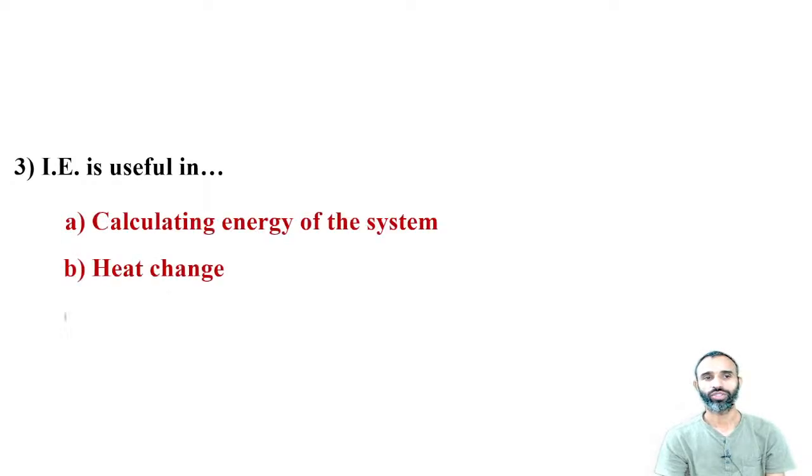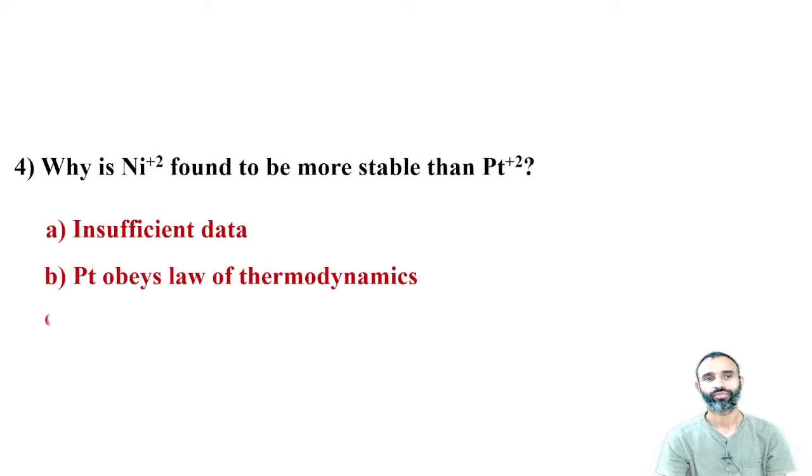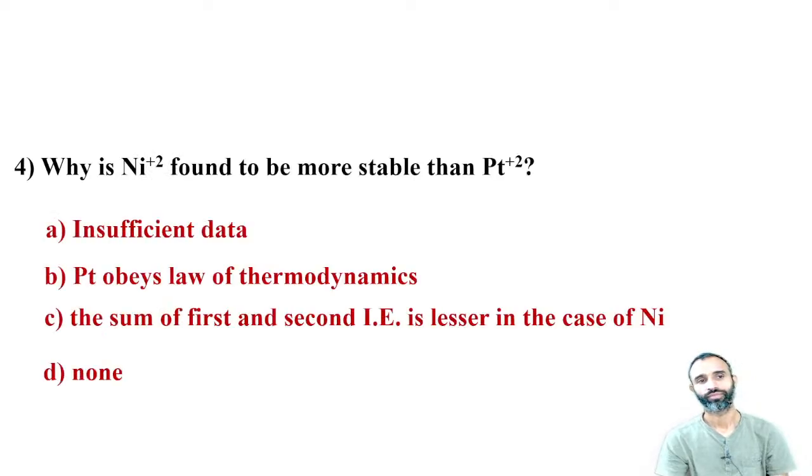Ionization enthalpy is useful in calculating all of them. Yes, sir. Why is nickel 2+ found to be more stable than platinum 2+? Option C, sir. It's because the sum of the first and second ionization enthalpies is less in the case of nickel.